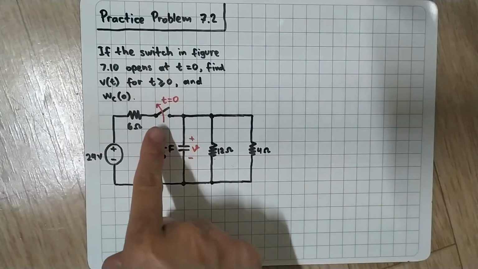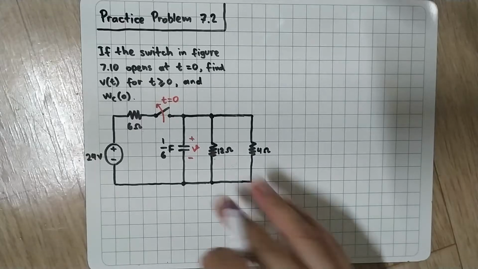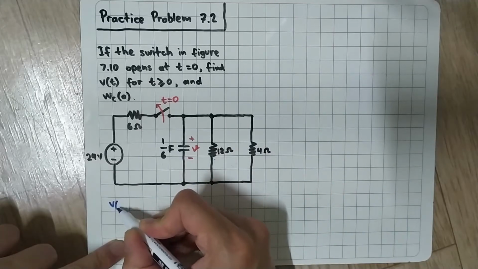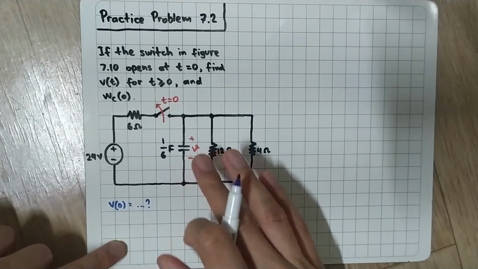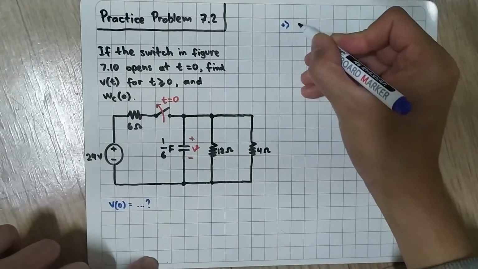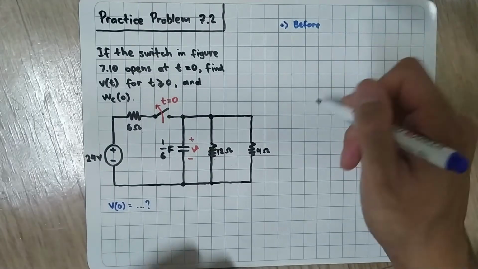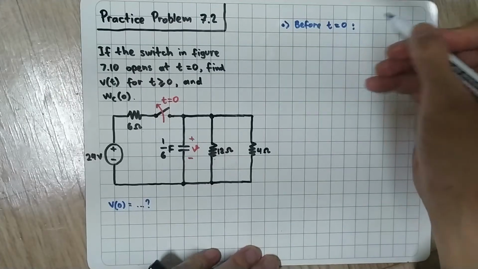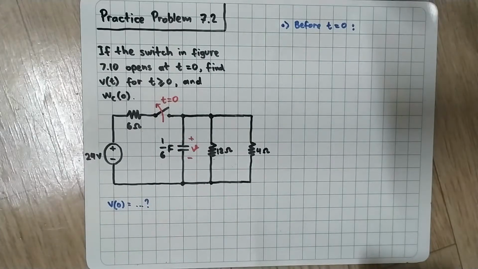Whenever we have a switch like this, it is usually to find out the initial conditions. So we will need to find the initial condition of V here, V0, and the initial condition is before t equals 0. So before t equals 0, the switch is equivalent to a short circuit, right?